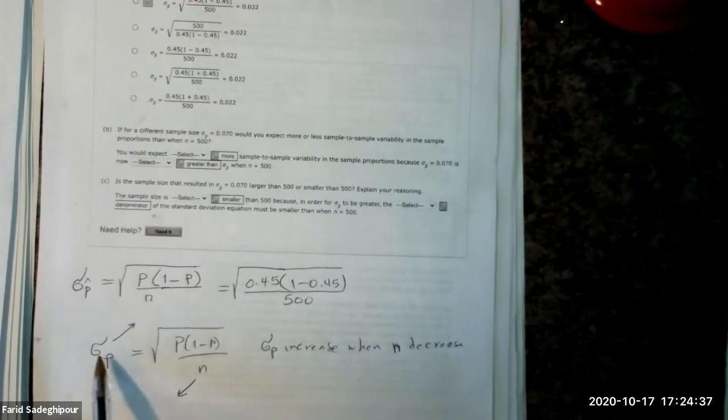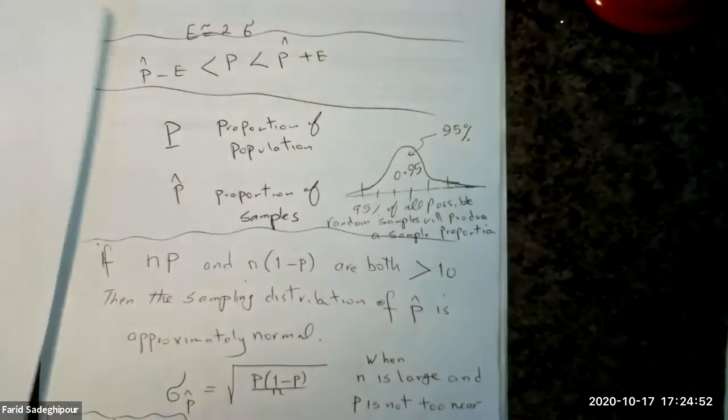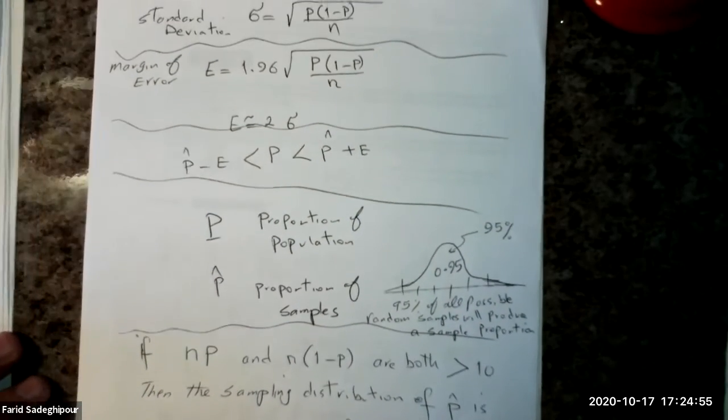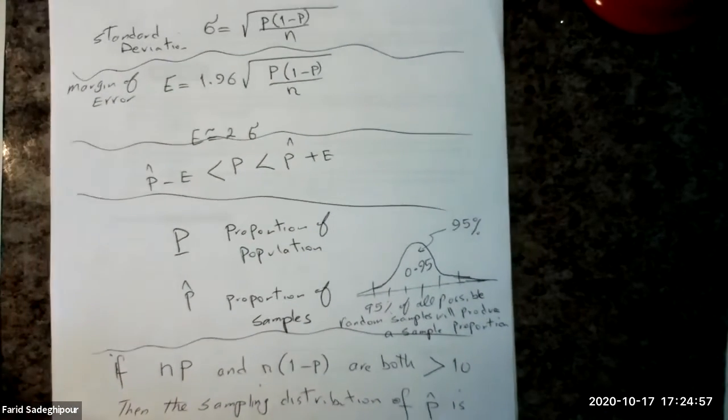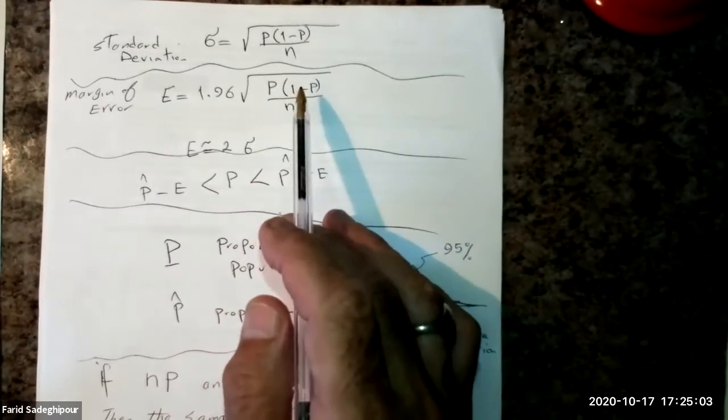Again, the standard deviation is the square root of proportion times 1 minus p, divided by n. Now, you understand that in this formula, if the value of n decreases, the standard deviation increases, because n is in the denominator. Denominator decreases, standard deviation increases. So what I did, I summarized chapter 8 here. When we ask you to find a standard deviation, this is the formula to use.